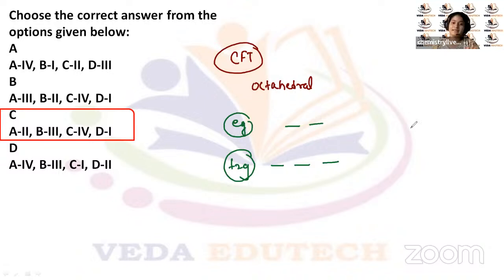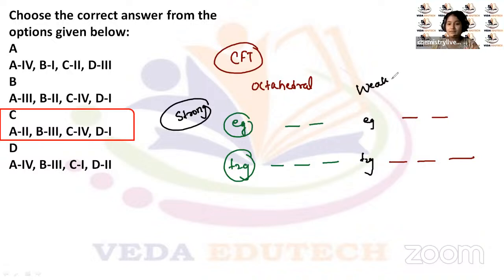Now, there are two cases. First case, having a strong ligand. Second case, having a weak ligand. Suppose d4 is there, and you are having a strong ligand. So obviously the 1, 2, 3, 1, 2, 3. This is common for everyone. Right? This is common.